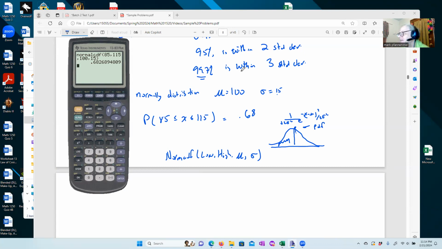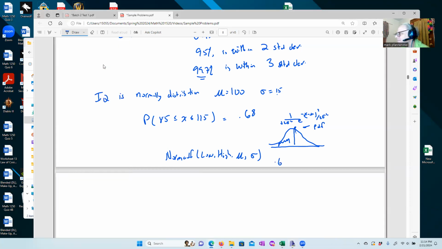So estimating. If you actually wanted to calculate it to 4 decimal places, which is, by the way, the rule of thumb, probabilities always go out to 4 decimal places. So 1, 2, 3, 4, we would say 0.6827. So 68% is not too bad of a guess considering what we're dealing with.